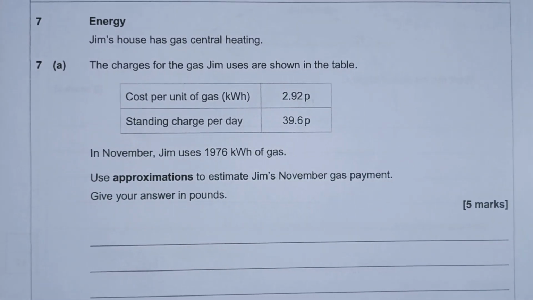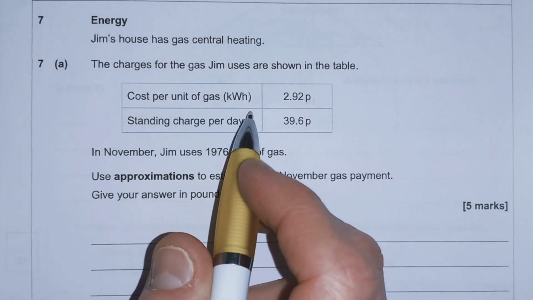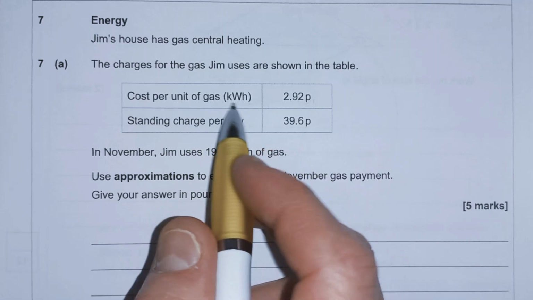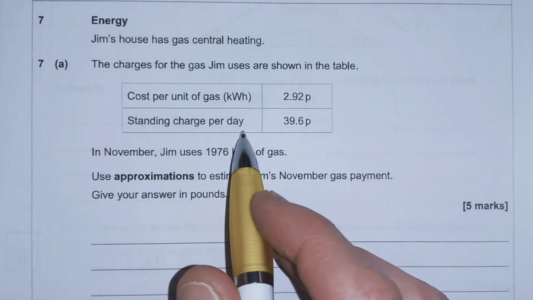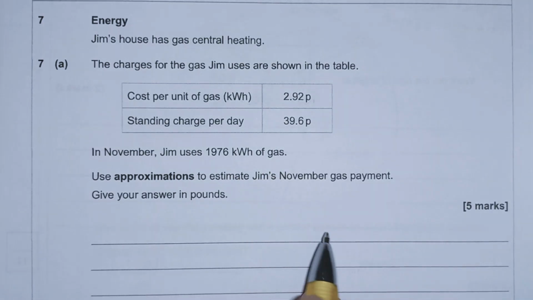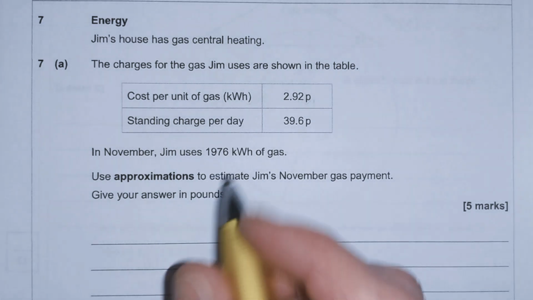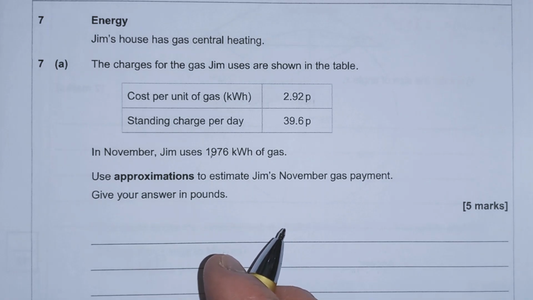Okay, question 7. Energy. Jim's house has gas central heating. The charges for the gas Jim uses are shown in the table. So the cost per unit of gas in kilowatt hours, don't worry if you don't know what this stands for, it's just some unit, is 2.92p. The standing charge per day, so you have to pay this regardless of how much gas you use, is 39.6p. In November, Jim uses 1,976 kilowatt hours of gas. Use approximations to estimate Jim's November gas payment. Give your answer in pounds.